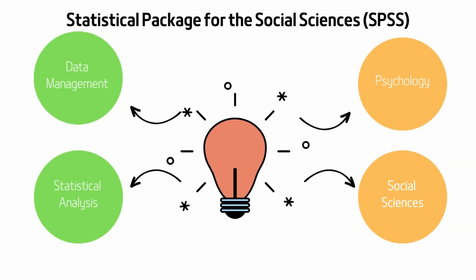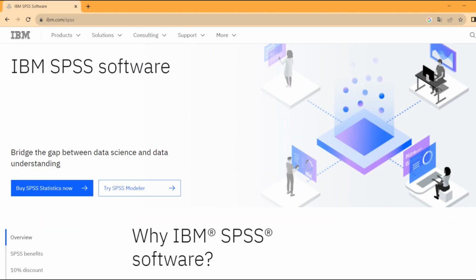SPSS, or the Statistical Package for the Social Sciences, is a software used for data management and statistical analysis. It's widely used in various fields such as psychology and the social sciences. Let's begin by installing SPSS. You can find the installer on the official website.